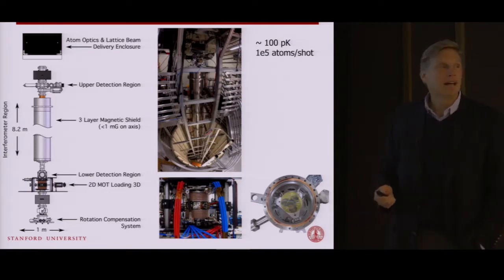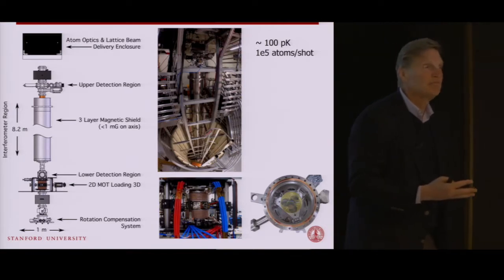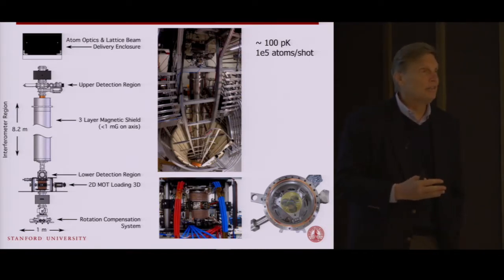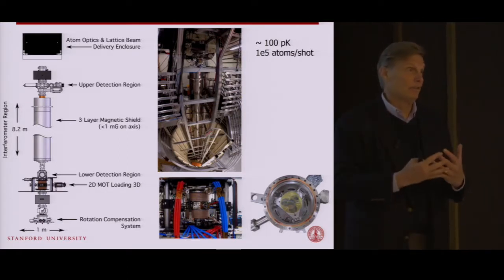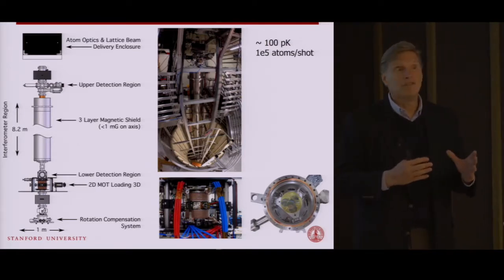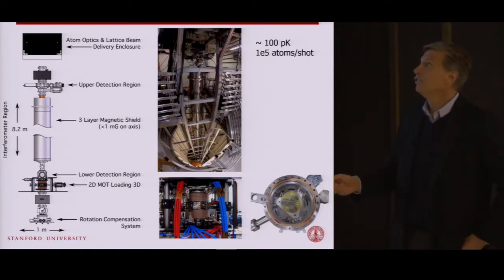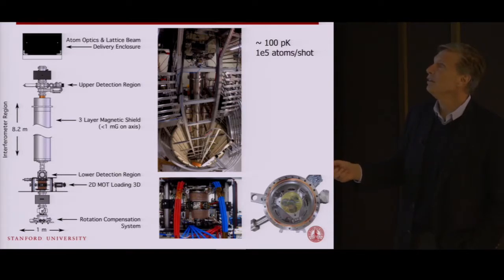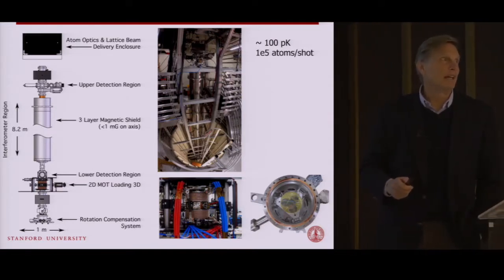We also have to worry about anything that exerts a spurious force on the atoms. So if there's a stray magnetic field gradient, bad news, because that will lead to a coupling with a magnetic moment of the atom that will change its velocity, its momentum, its wavelength, and lead to a situation where I do not have enough stability between interfering paths to see well-defined interference fringes. So we have a three-layer mu metal magnetic shield, which takes the magnetic field over this 10-meter interaction region to well below 1 milligauss in homogeneity.